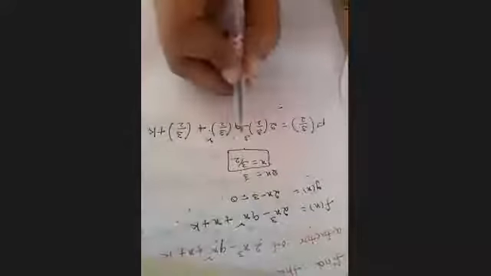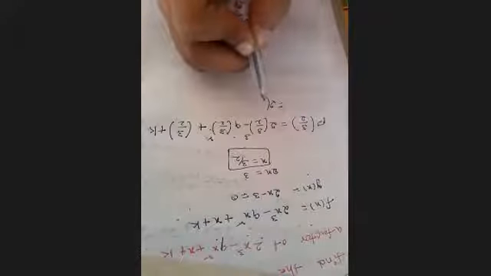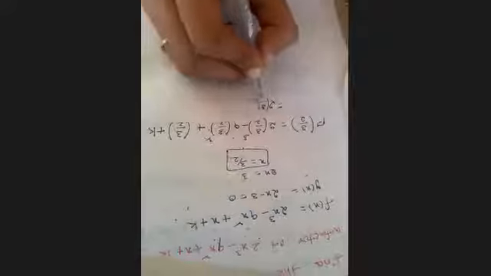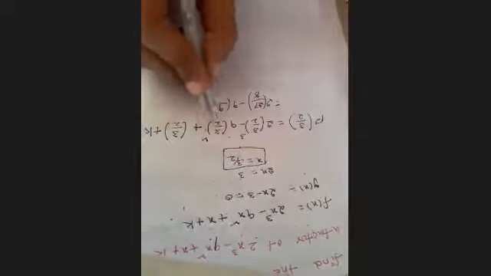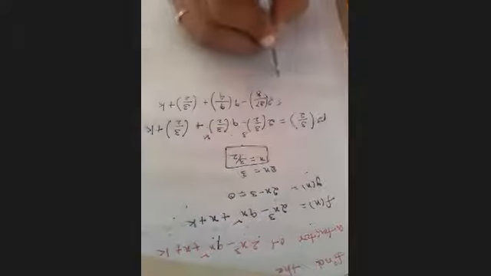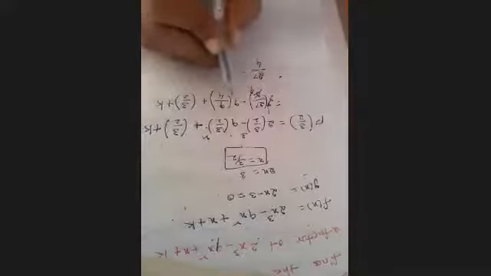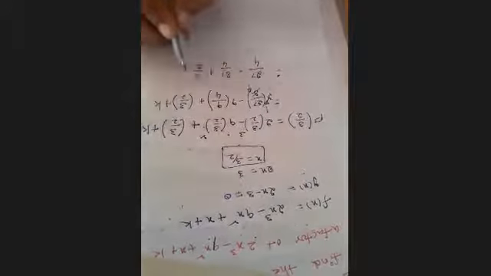See now here, 3 cube means 3 square means 9, 9 times 3, so again 3 into 3 into 3, 3 threes are 9, 9 threes are 27. 2 cube means 8, minus 9 into 3 square means 9 by 2 square means 4, plus 3 by 2 plus k. So 27 by 4 minus 9 into 9, 81 by 4 plus 3 by 2 plus k.